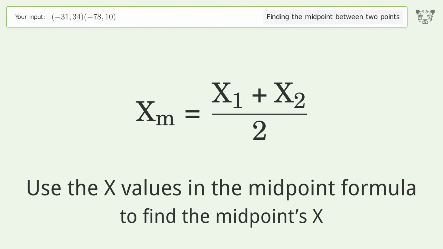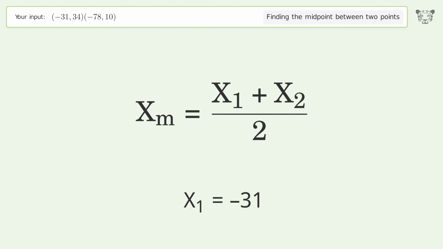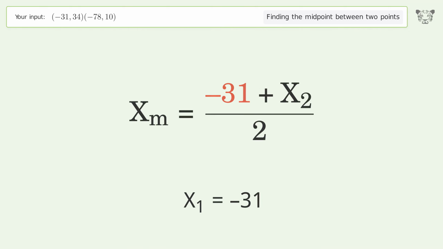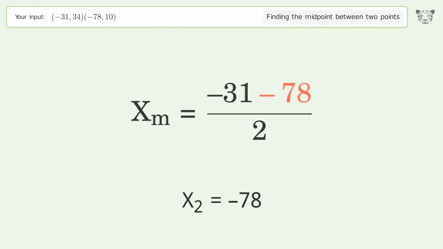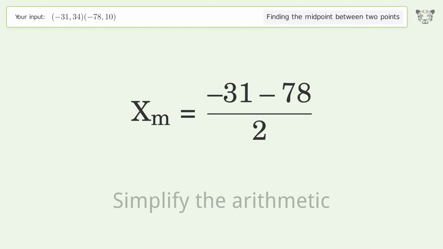Use the x values in the midpoint formula to find the midpoint's x. x1 equals negative 31. x2 equals negative 78. Simplify the arithmetic.